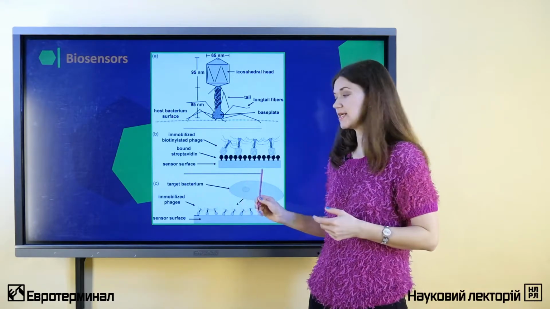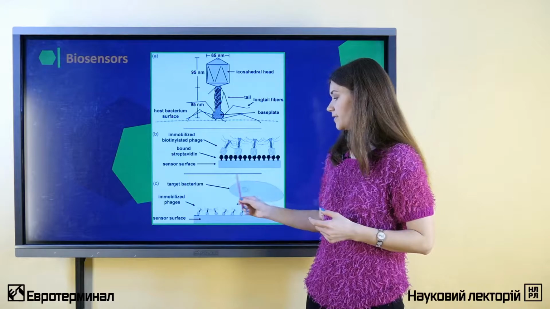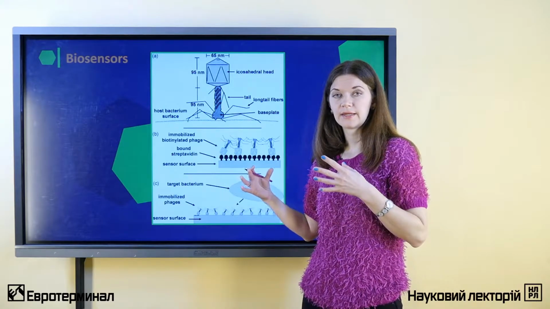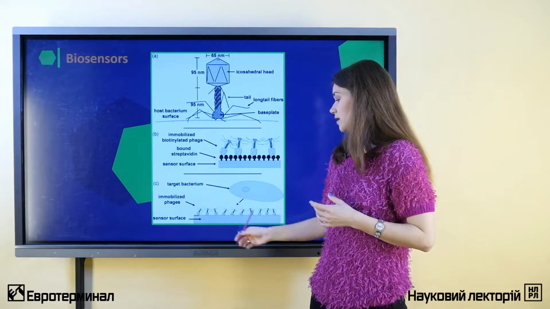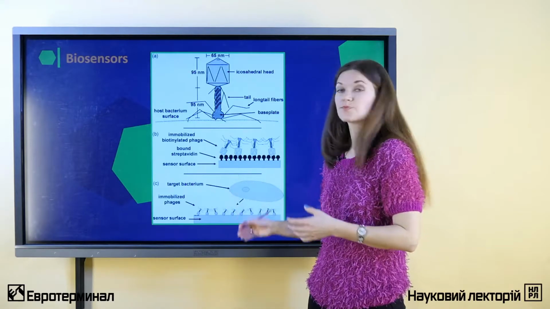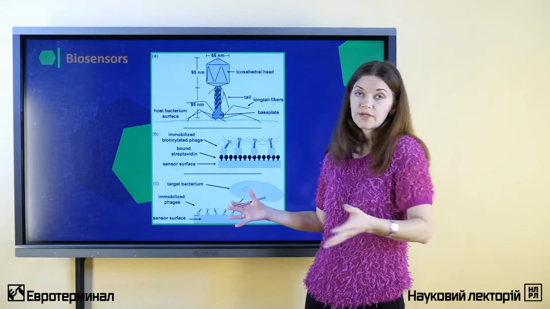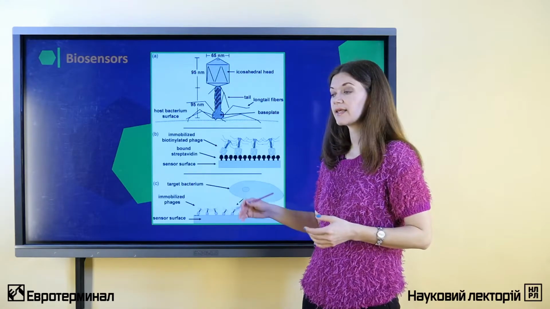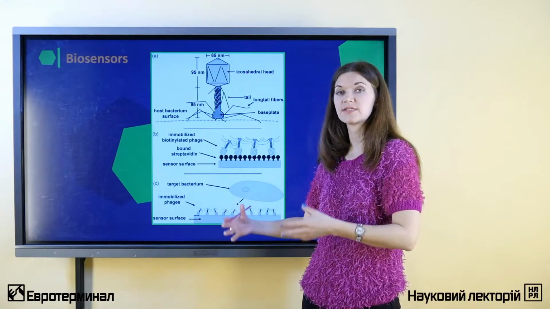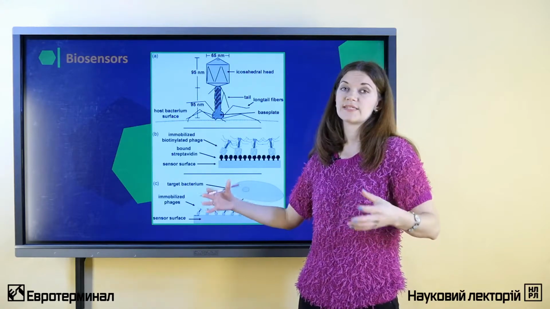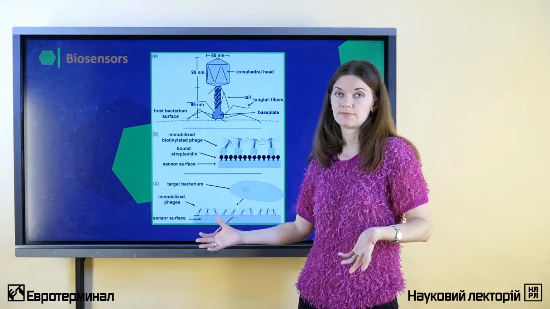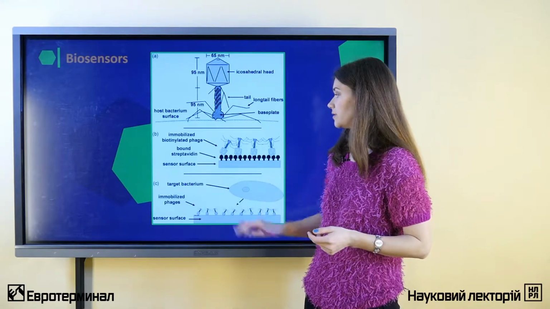It means that we can receive either a qualitative result, that means that yes, the cell is present in the sample, or no, there are no bacterial cells in the sample. Or the quantitative result, kind of like count how many cells are present in the sample. For example, 100 cells are present in 1 milliliter of sample. This is the quantitative result.